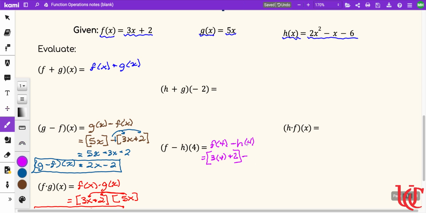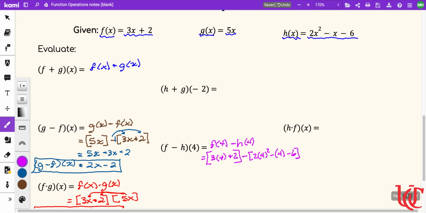And then I'm going to look at my h, start my next brackets, because this is going to be my h function. Every time I see the h, I'm going to put a 4 in for the x, which is right here. So I see a 2. I have an x squared, so this is going to become 4 squared. And then I have a minus, and then an x is going to become a 4, and a minus, and that's just a 6. And then I'm done with my brackets.